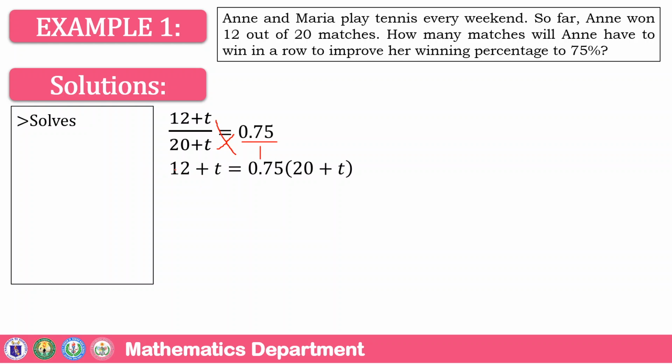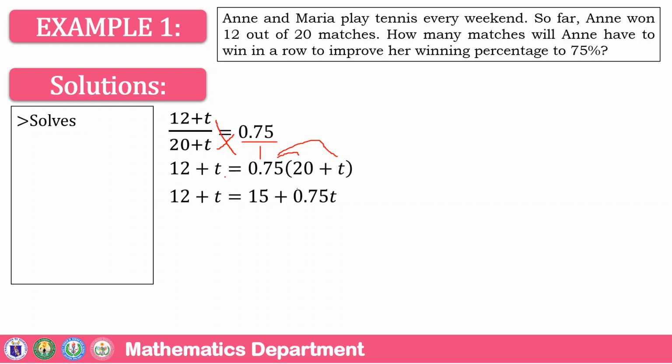So, we have 12 plus t, times 1 yan. Hindi natin pinakita yung 1. Is equal to 0.75 times 20 plus t. Then, after that, distribute natin yung 0.75 sa dalawang term inside the parenthesis. So, kalalabasan, copy lang natin yung nasa left side, which is 12 plus t is equal to 0.75 times 20, that is equal to 15. And 0.75 times t, so meron tayong 0.75t.